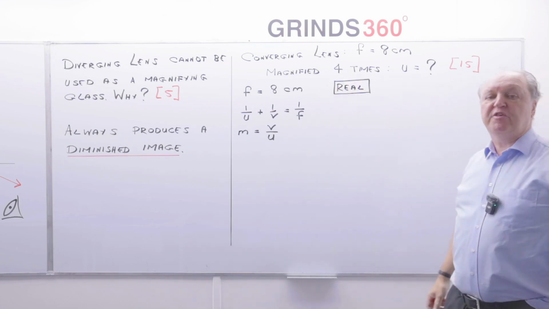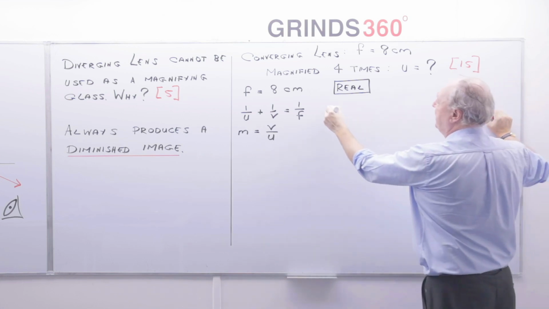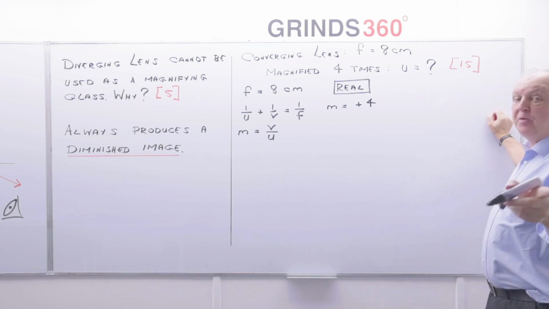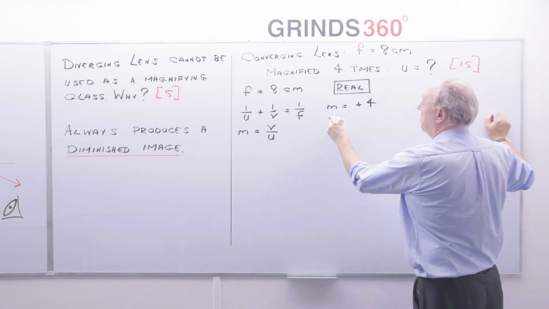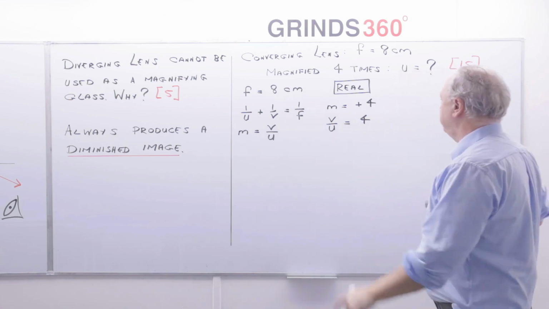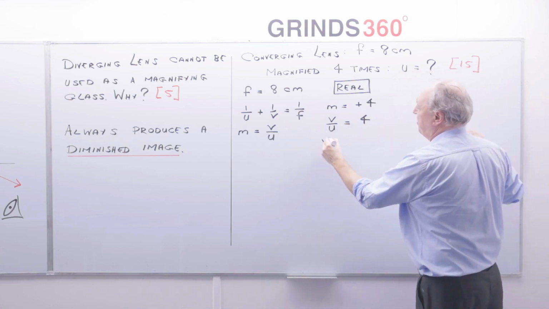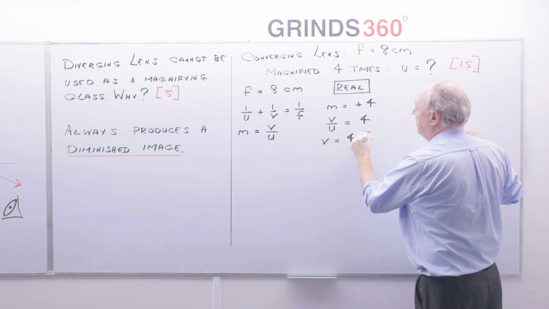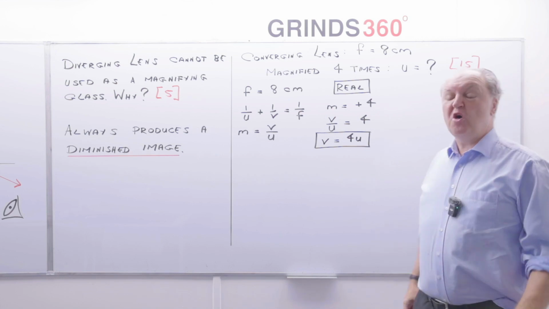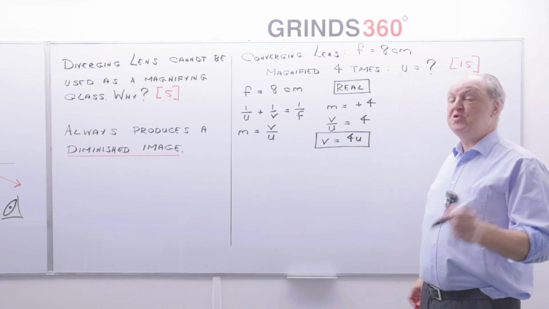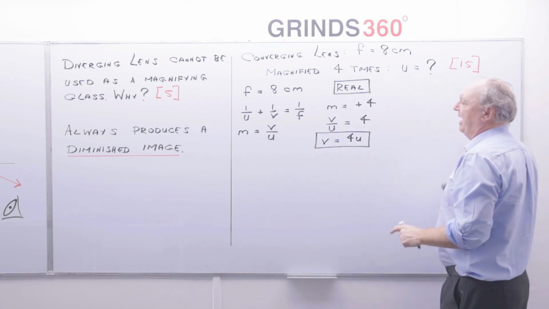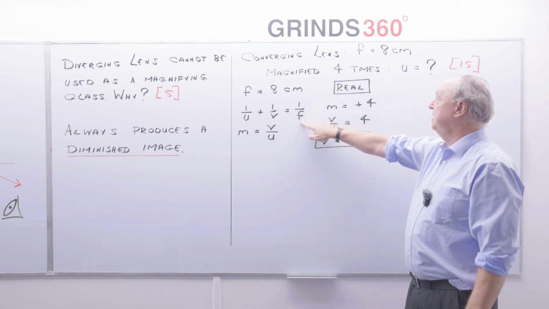Well, if the magnification is 4, in this first case, m will be equal to plus 4. Now you know that m is equal to v over u. So v over u is equal to 4. Slide the u up, so you end up getting v is equal to 4u. Put a box around that. You don't know v and you don't know u, but you do know the relationship between them. Now I'm going to use my other formula. I have f is equal to 8.